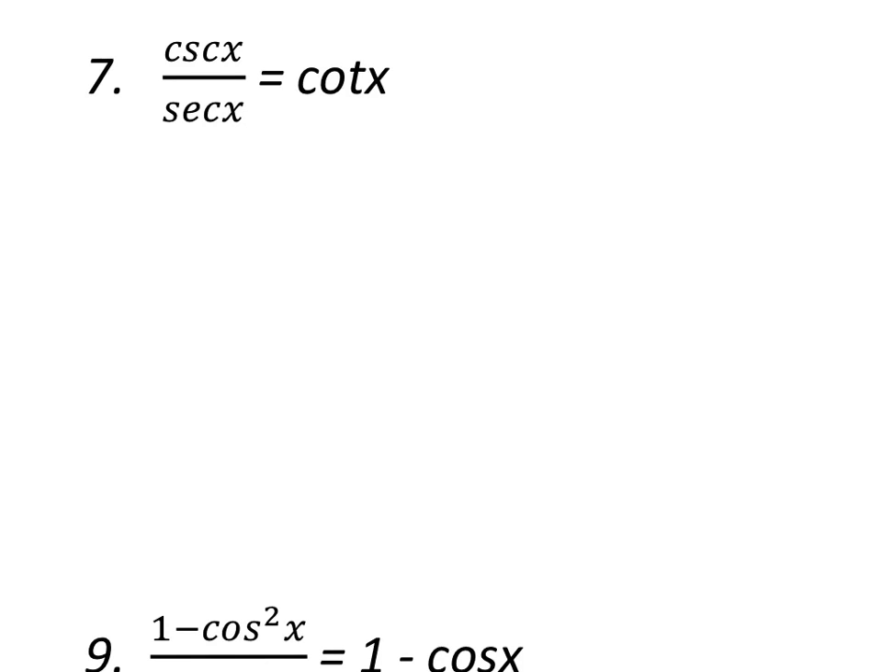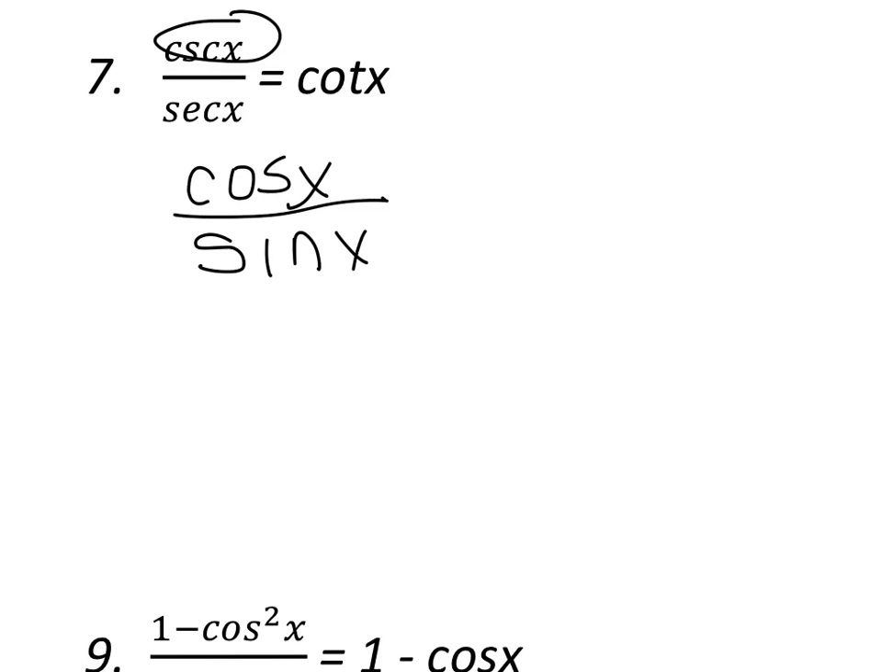7 is the same kind of problem. I'm going to use my little shortcut. A secant in the denominator is a cosine in the numerator, and a cosecant in the numerator is a sine in the denominator. So cosecant over secant can really be rewritten as cosine over sine, and we all know that cosine over sine is cotangent. Boom, we're done.